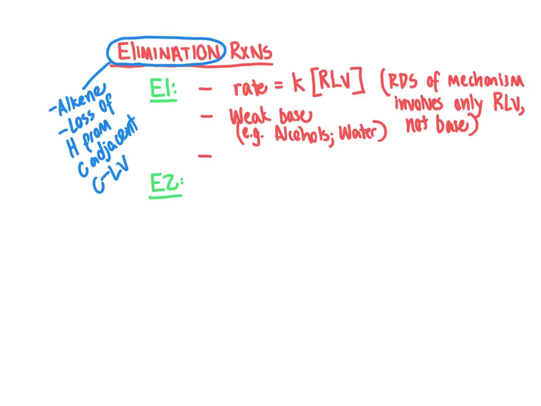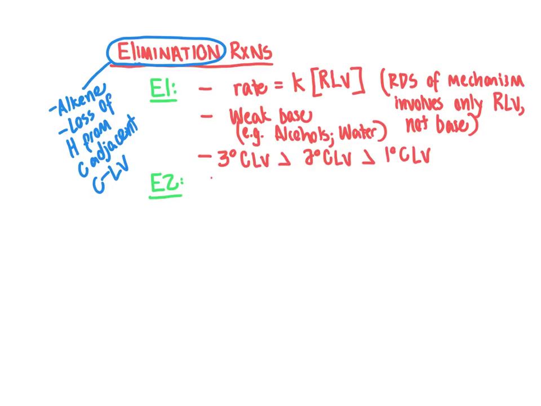And the order of reactivity here for an E1 reaction is much like that of an SN1 reaction, where a tertiary carbon that's bonded to the leaving group is going to react fastest. Second fastest is going to be a secondary carbon that's bonded to the leaving group, and then primary carbons typically are not going to be able to be involved in the E1 mechanism.